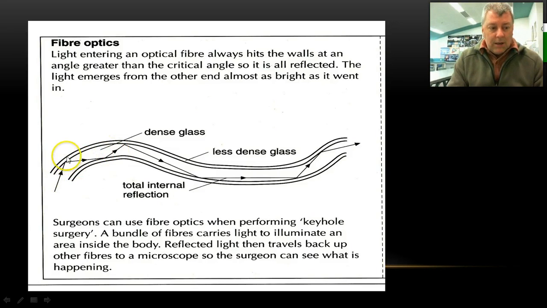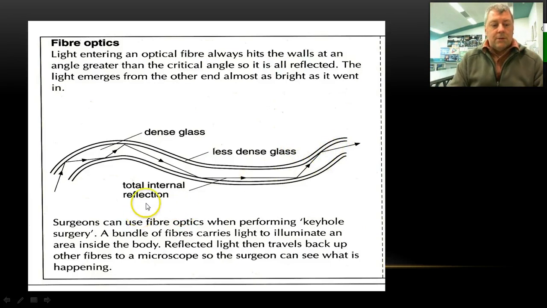Light gets shone in here, hits this interface at greater than the critical angle, so bounces off, then has to hit this interface at greater than the critical angle because these two sides are parallel, and so forth. Even if you put some bends in it, the light will not get transmitted because the critical angle is so small, because they dope the glass as well.